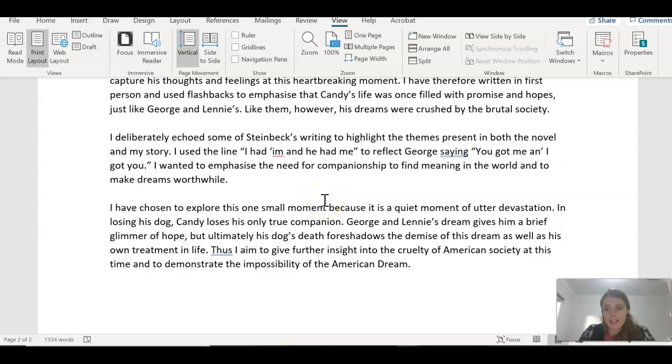You're just explaining to me what you wrote and why you wrote it. Just make sure that you're going into that level of detail where you're quoting yourself and you're showing really clearly you get Steinbeck's writing, you know what he's doing, and you get his themes, and because you're including them, you were aware that you were including them.